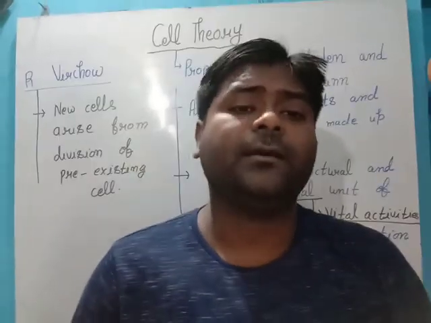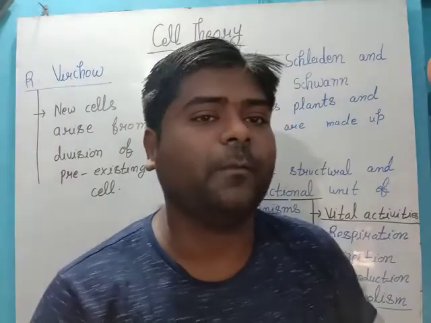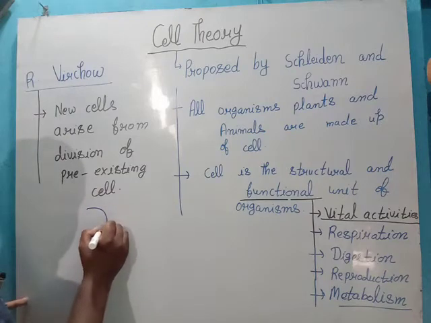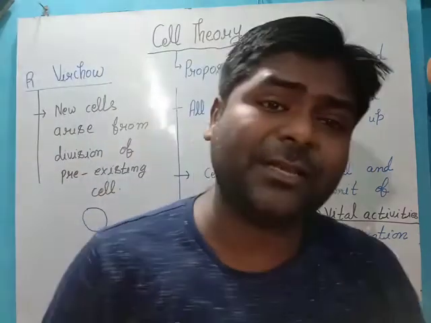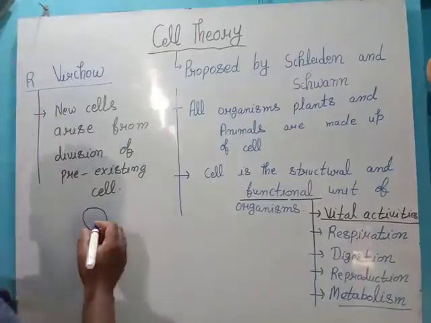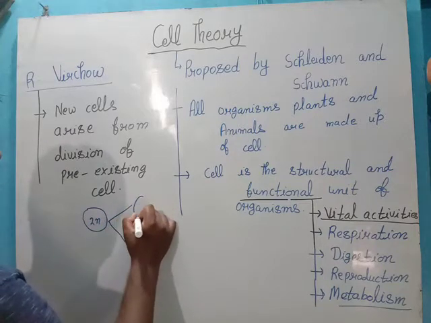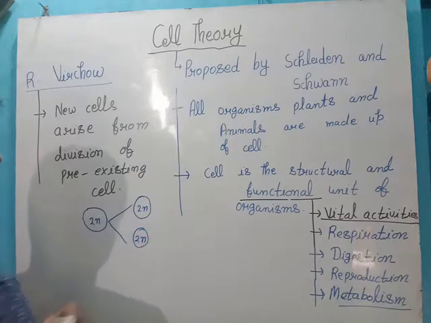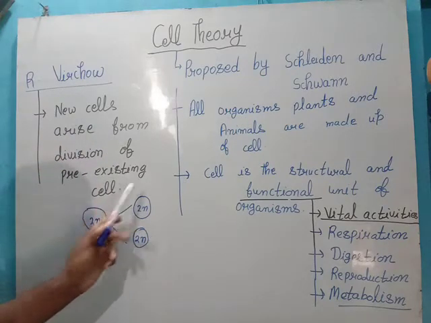Nowadays we know from where they are coming. Rudolf Virchow solved this problem. We know that if there is one cell and the cell has the capacity of division, it will form new cells. Have you understood this point? Try to understand. New cells arise from division of pre-existing cells.